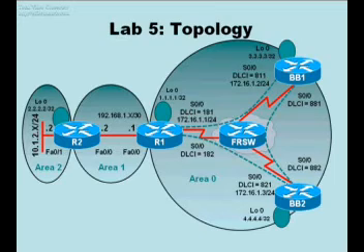Now you'll notice we have 3 different areas: Area 0, Area 1, and Area 2. And it looks like we're violating an OSPF design rule, doesn't it? Area 2 does not appear to be adjacent to Area 0. That can cause us an issue. We'll overcome this discontinuity using a virtual link in this lab. That's going to make router R2 appear to be adjacent to area 0.